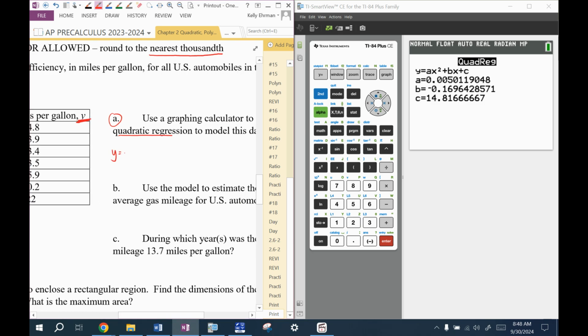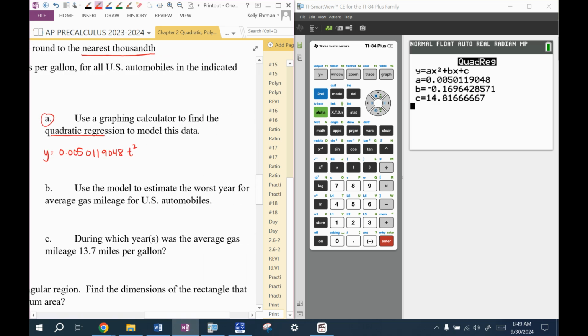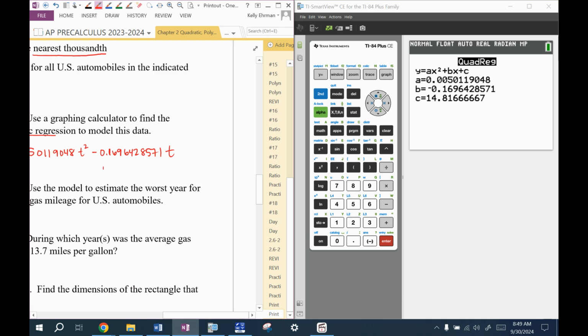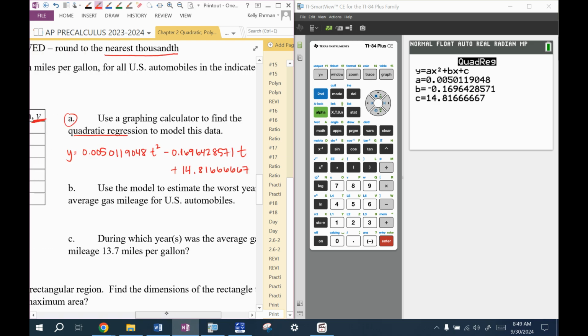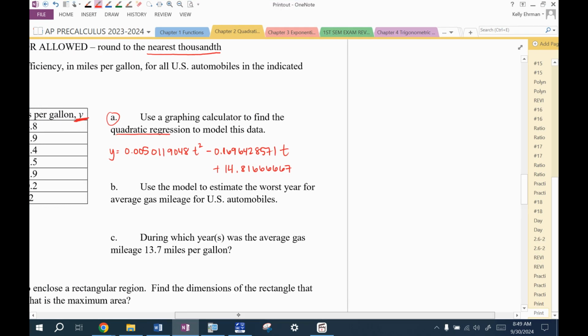So y equals 0.005011948. I'm not going to write x squared, I'm going to write t squared. You want to match the variables in the model, in the table given. Minus 0.169,642,8571 times t plus c. So I'm going to bring c down here. 14.81612345. So 1, 2, 3, 4, 5. You could probably also put a repeating on that. That would be okay. Okay, so this is our model.